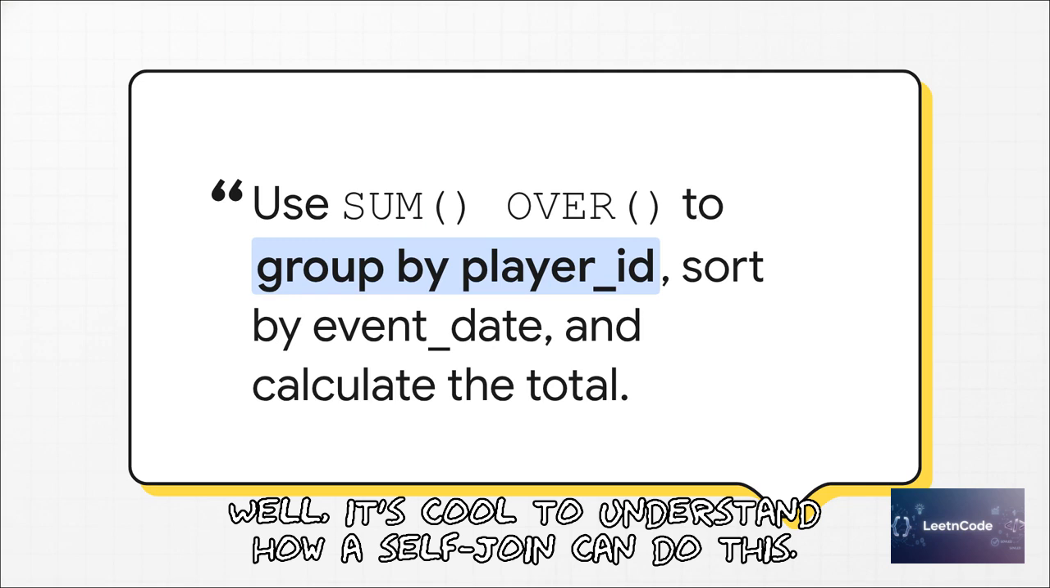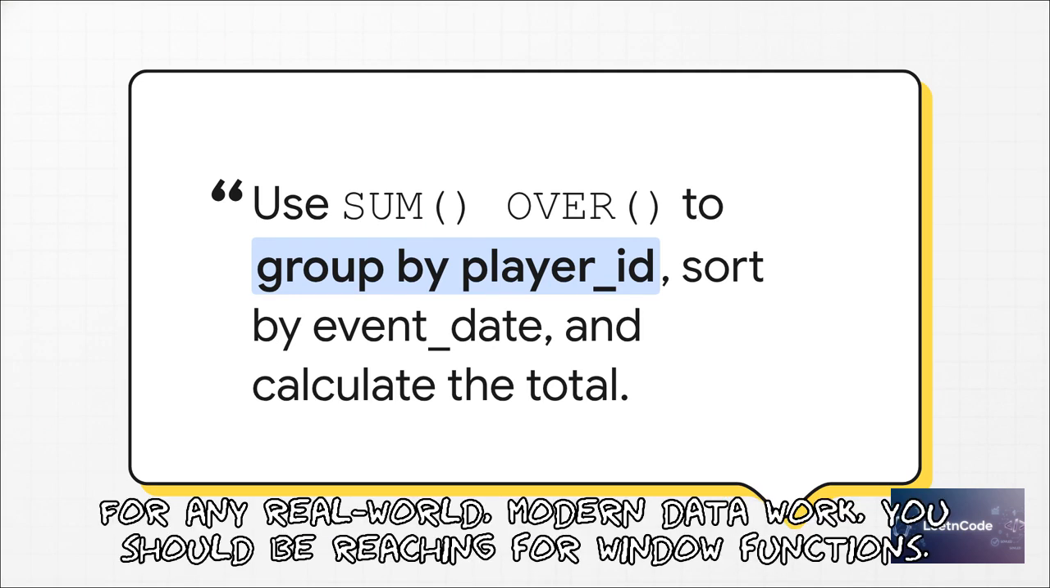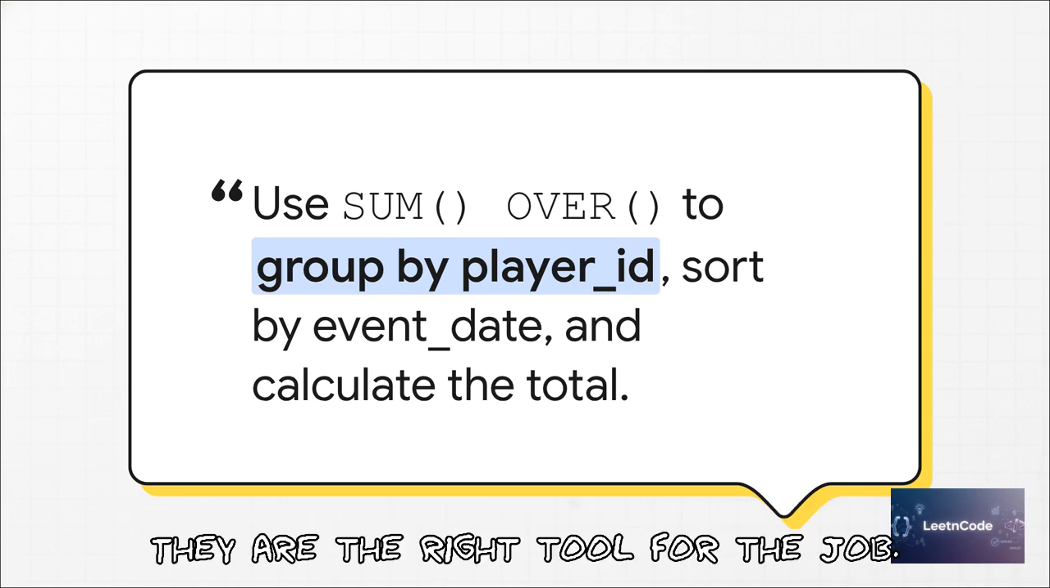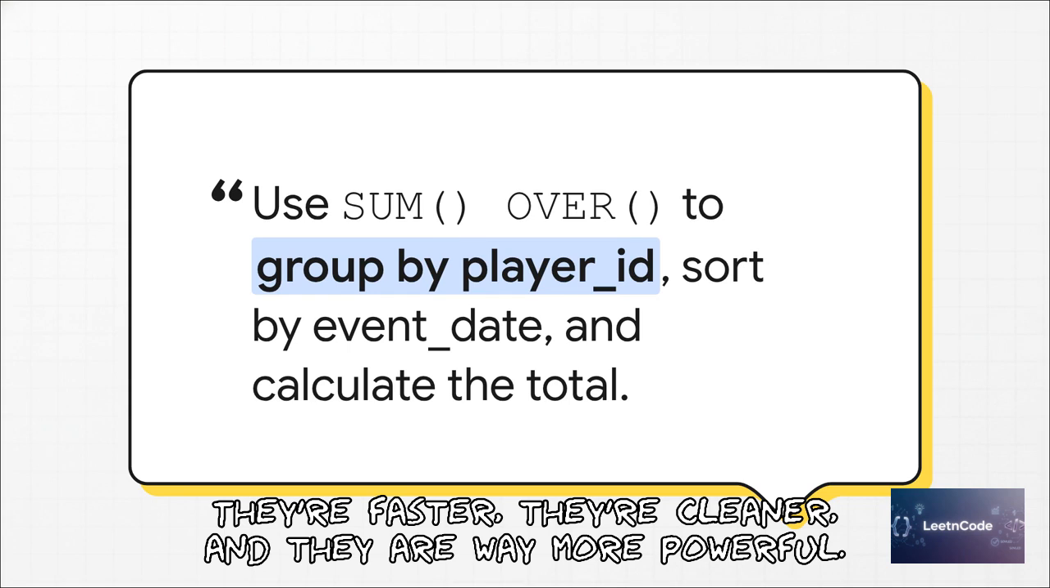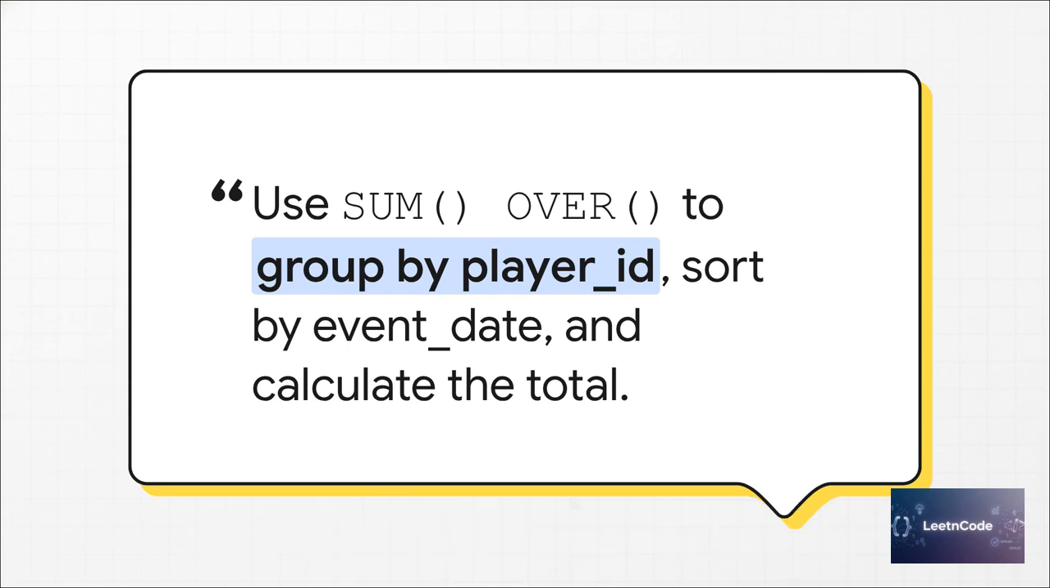Well, it's cool to understand how a self-join can do this. For any real-world modern data work, you should be reaching for window functions. They are the right tool for the job. They're faster, they're cleaner, and they are way more powerful.